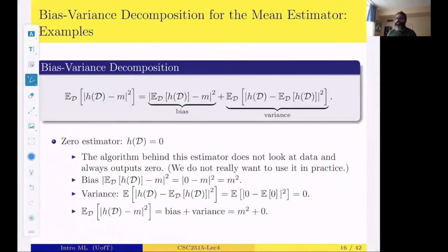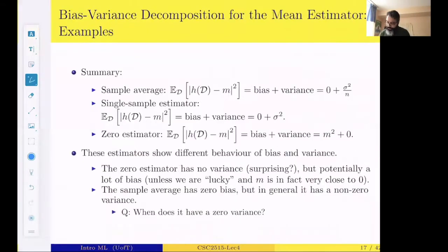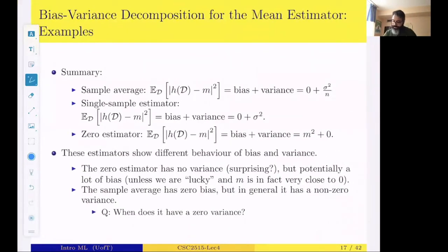And for the zero estimator, we can see that the variance is 0 because there is no variation in it, but the bias is m squared. So the whole bias and variance would be m squared. This would be small only when the true m, which we don't know, is actually a very small value. But if m is large, this zero estimator would be a bad estimator. Okay, so just a summary of the results.